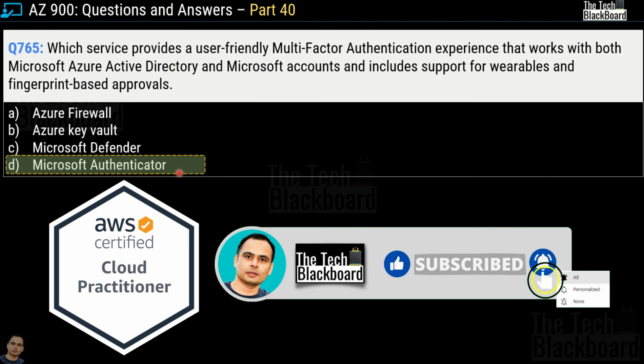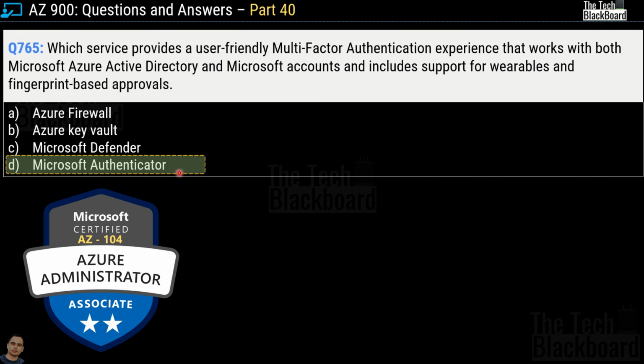And one more announcement I want to make, that we are working on bringing the very latest questions on AZ-104, that is Microsoft Administrator Exam.